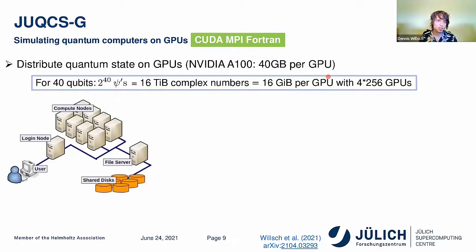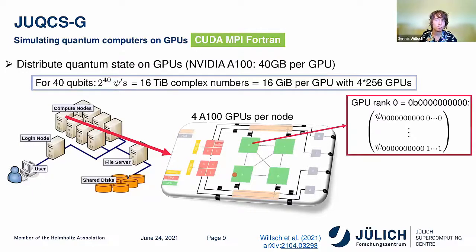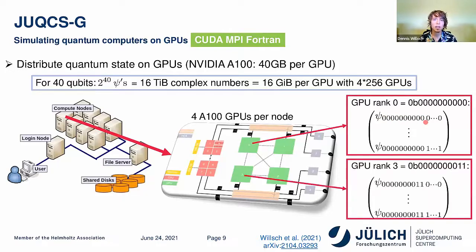So schematically, this looks like this. We now have our compute nodes, and in each of these compute nodes, there are 4 NVIDIA A100 GPUs. And on the first GPU, we have all those complex numbers which have a 0 here. And on the third or fourth GPU, so GPU rank 3, we have all the complex numbers which have a binary 3, so the binary representation of 3 here, and that continues all the way up to the last of those 2 to the 40 numbers.